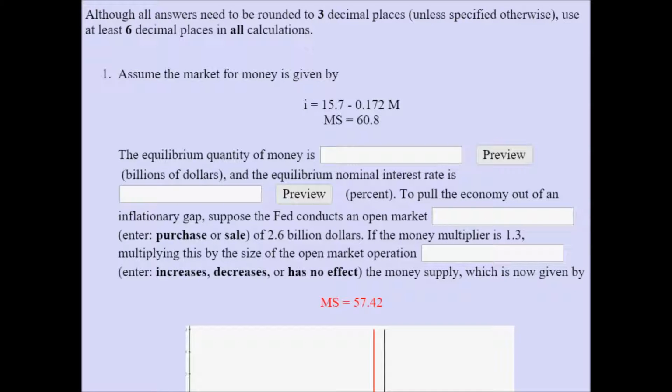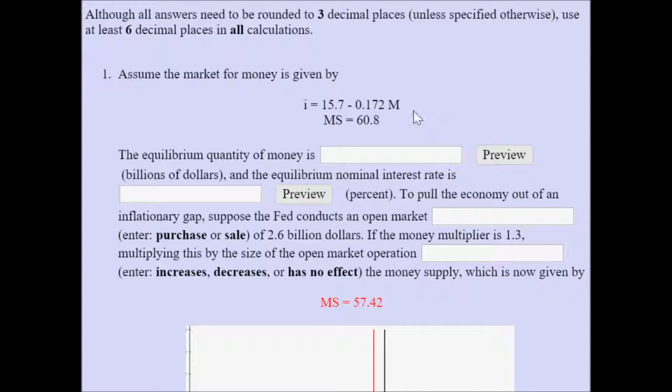In this video, I'm going to demonstrate how to do a problem from my money and banking homework set that I've written in myopenmath.com. Money demand is given by this equation. It implies there's a negative relationship between the nominal rate of interest and the quantity of money held, or the quantity of money demanded. This is money supply. It implies that in the short run, there's no link between nominal interest rates and the money supply.